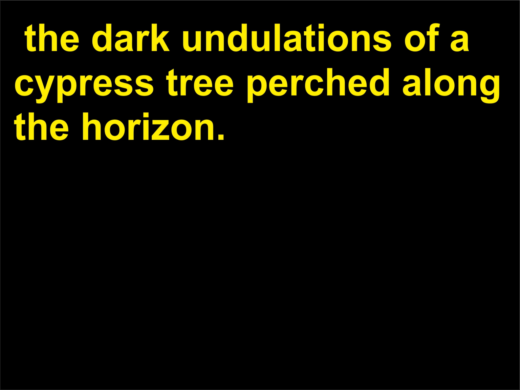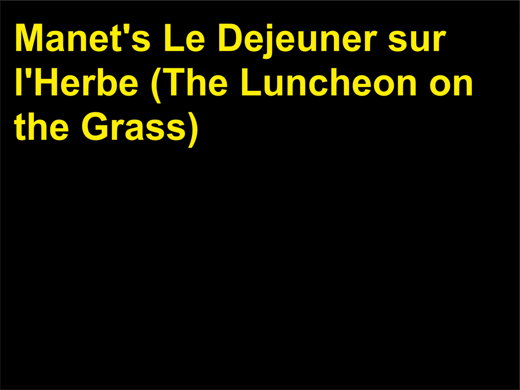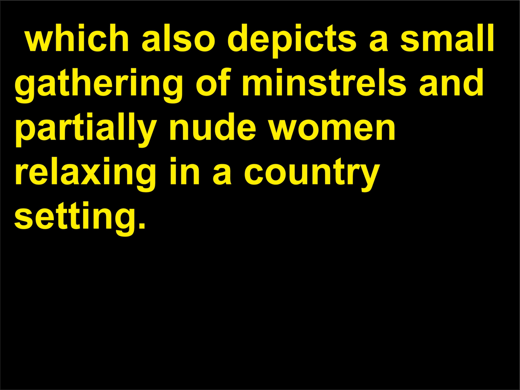What was so shocking about Manet's paintings? Manet's Le Déjeuner sur l'herbe, The Luncheon on the Grass, 1863, was couched in art historical tradition, and draws clear connections to a 16th-century painting from the Venetian Renaissance called the Pastoral Concert, which also depicts a small gathering of minstrels and partially nude women relaxing in a country setting.